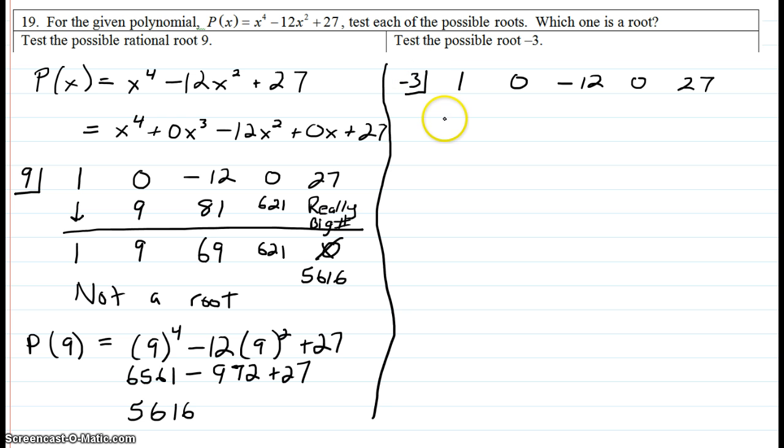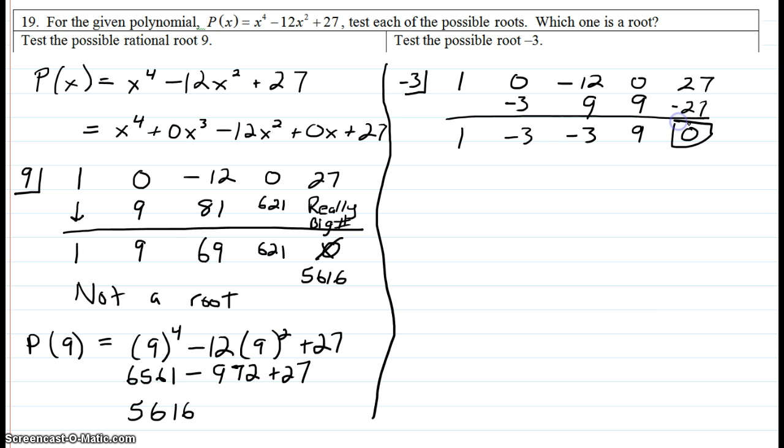And take that negative 3. Bring the 1 down. So 1 times negative 3 is negative 3. Negative 3 times negative 3 is positive 9, which gives us another negative 3. Negative 3 times negative 3 is 9. And now you can see that 9 times negative 3 gives us negative 27. And so we get 0, which is what we want. So that means that negative 3 is a root.